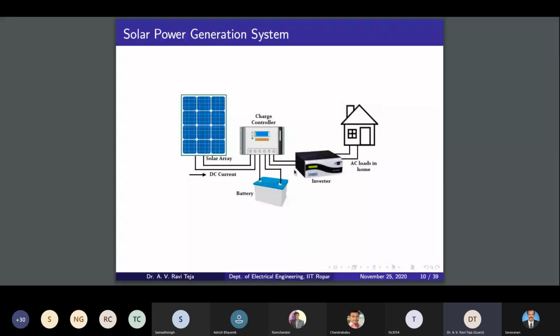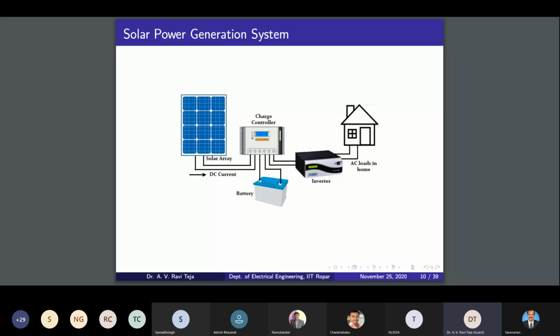And for getting DC voltage, you can connect more panels in series so that the DC voltage will add up and give you more voltage. Or sometimes if that voltage is still not enough, say if only 5 panels of 12 volt I am having, 12 into 5, I will get only 60 volts. 60 volts is not enough for the inverter to convert into 230 volt AC. You need a minimum of 325 volt at least for the inverter to convert to the 230 volt AC.